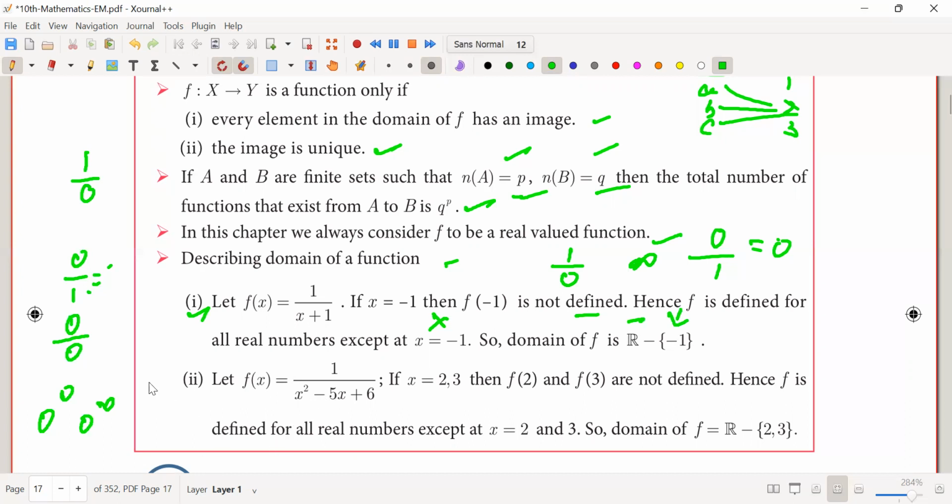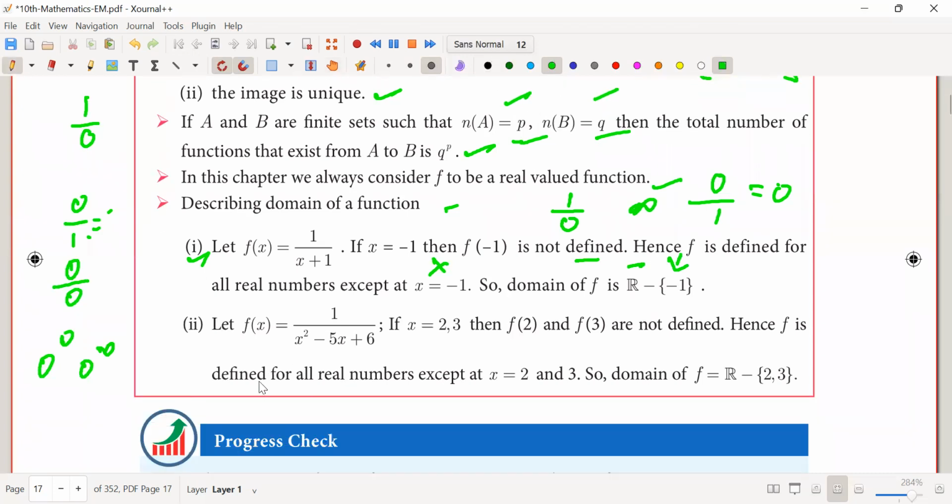And this, are you familiar with factorization? If you factorize x squared minus 5x plus 6, what will you get?